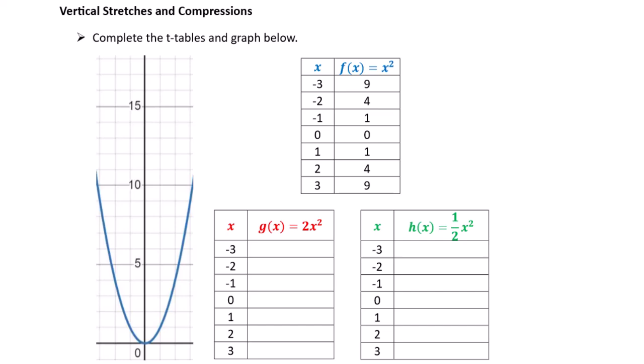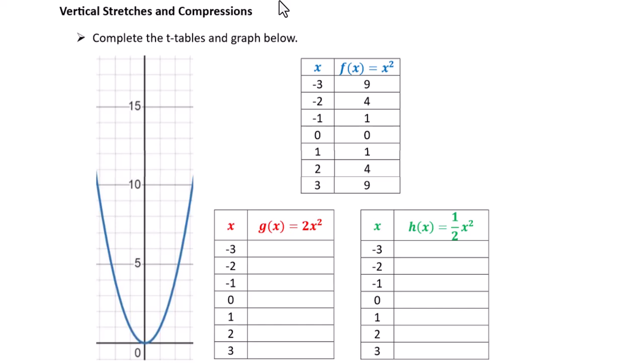And the table, you can see -3 put into this, -3 times -3 is a +9. -2 times -2 is +4, and so on. And so we see this symmetry going on in the table, and we see symmetry in the graph. Okay, and let's see what happens to the t-table as we modify the function a little bit.